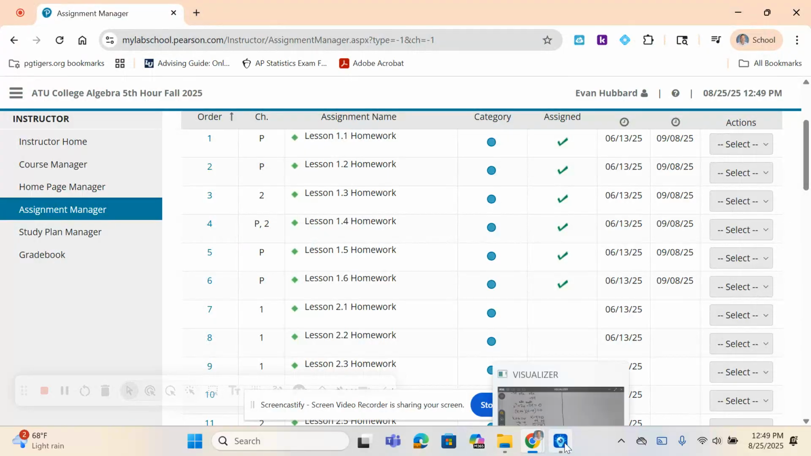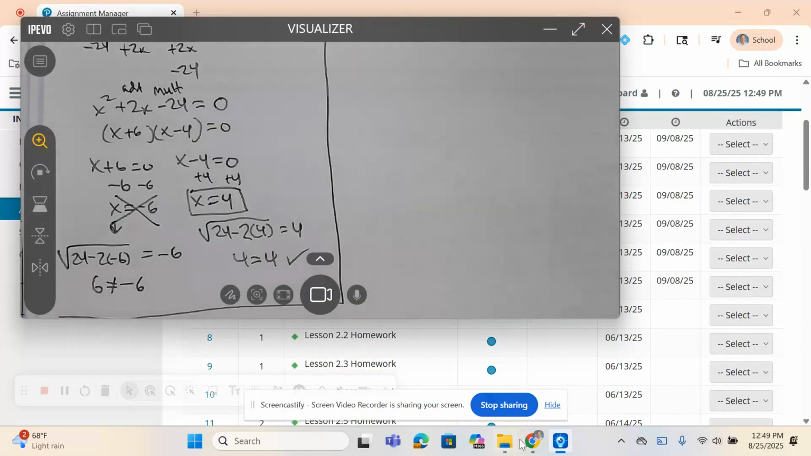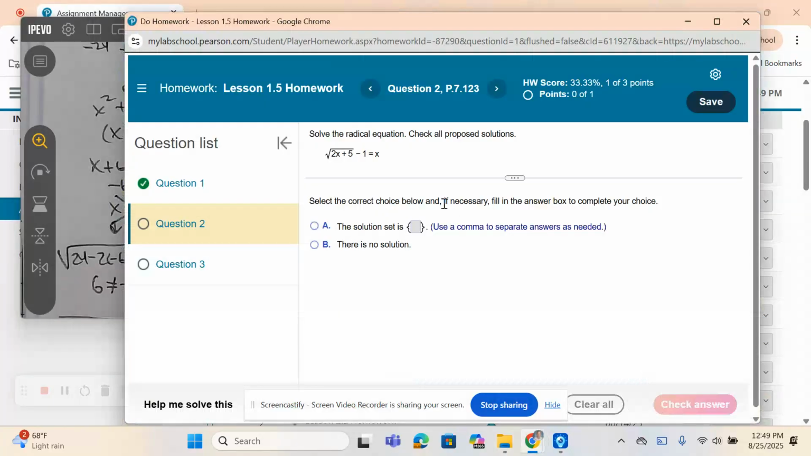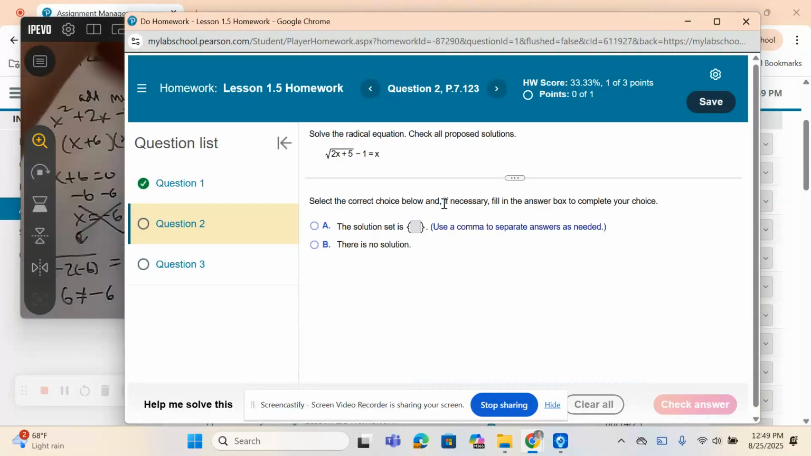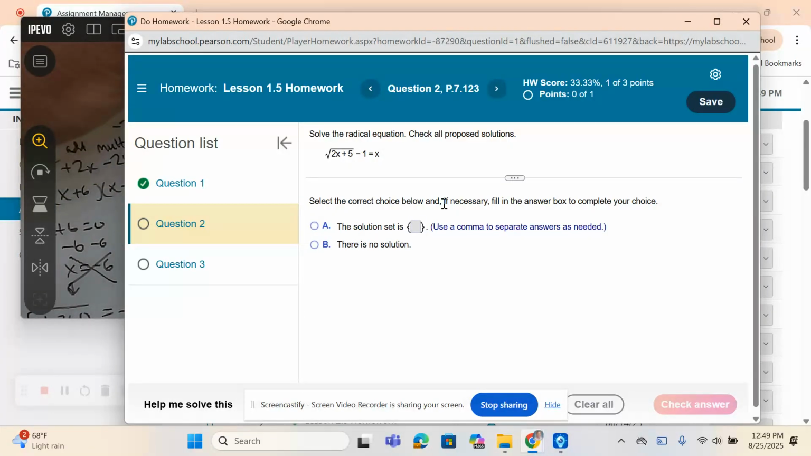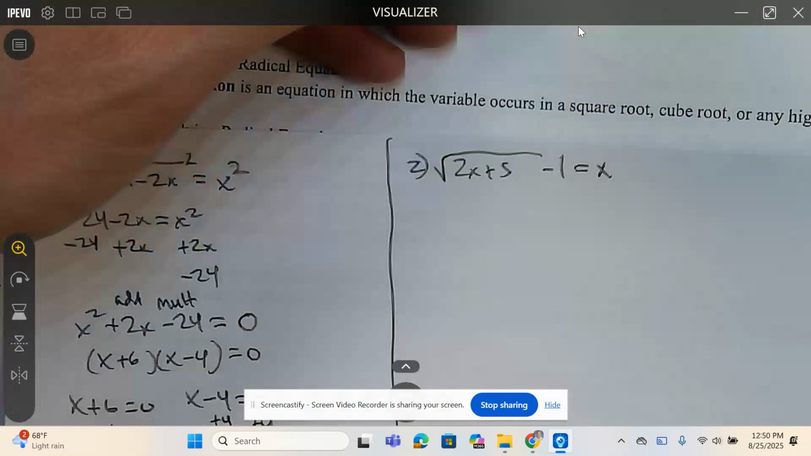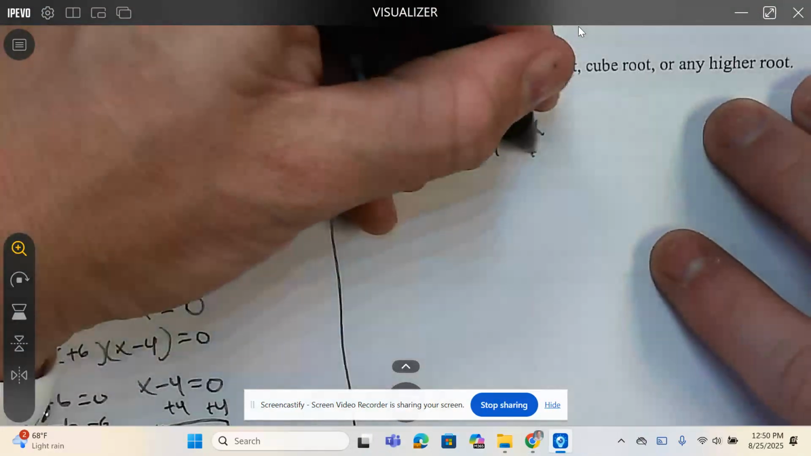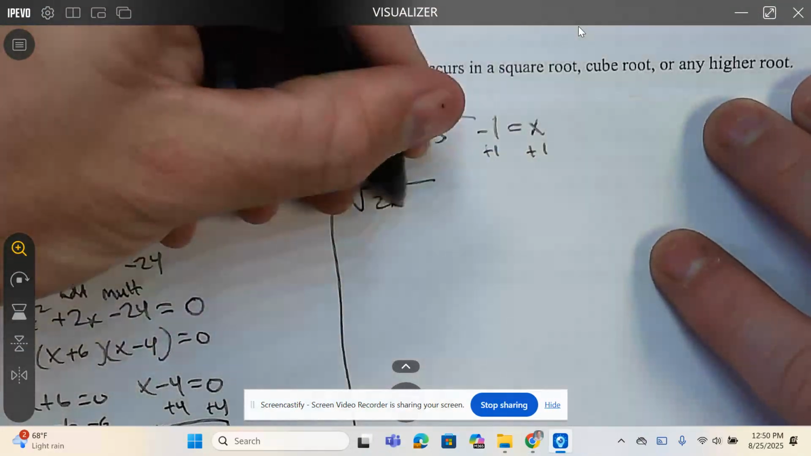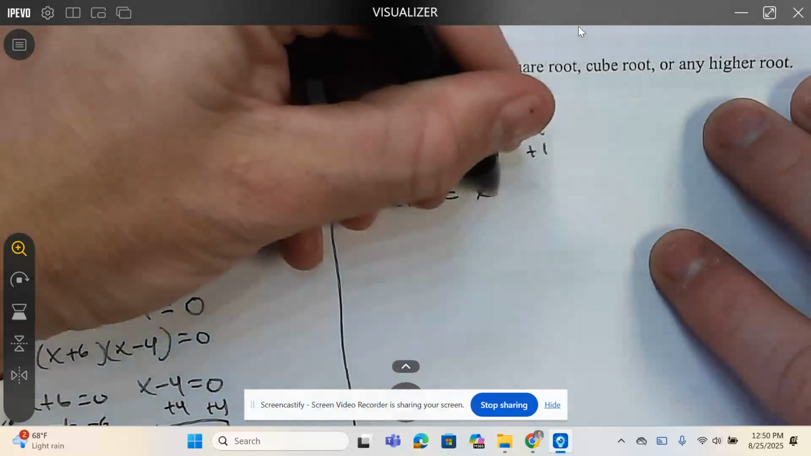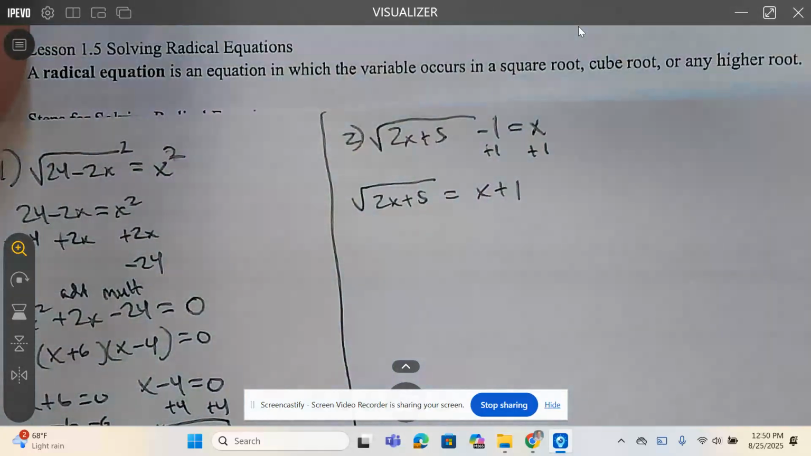All right. Let's go to the next one, which is in here somewhere. All right. The square root of 2x plus 5, minus 1, is equal to x. So the first thing I want to do here is to get the square root by itself. So I'm going to add 1. The square root of 2x plus 5 is equal to x plus 1. So I want to add 1, get the square root by itself.